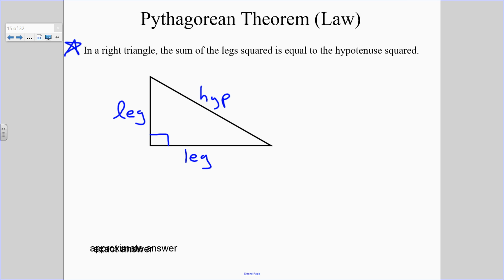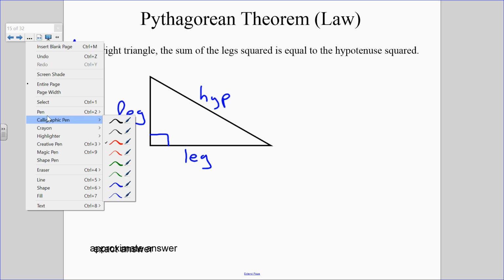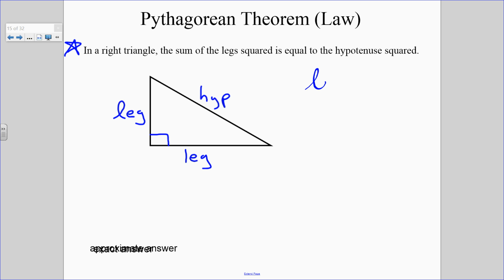The theorem says this. The sum of the legs squared. So one leg to the second power plus another leg to the second power is equal to the hypotenuse to the second power. I'll write that down. That's what this law is saying. One leg to the second power. The sum, look, the sum means adding. The sum of the legs squared is equal to the hypotenuse squared.